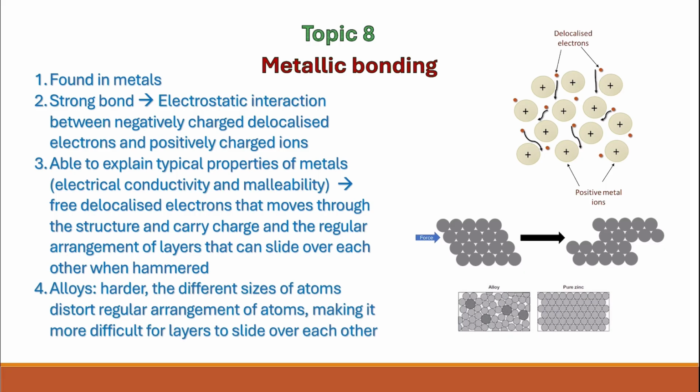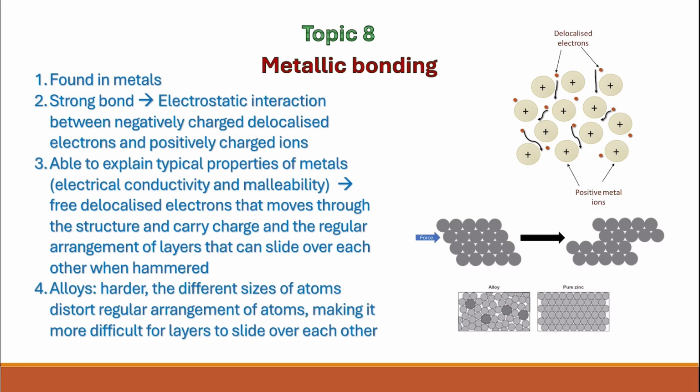Alloys are harder, and they tend to ask you why alloys are harder. So alloys are made up of a metal mixed with another element. The other element could be a metal or non-metal. The other element is going to have a different size of atoms. So the alloys are harder. They tend to ask you why they are harder, because of the different sizes of the atoms.